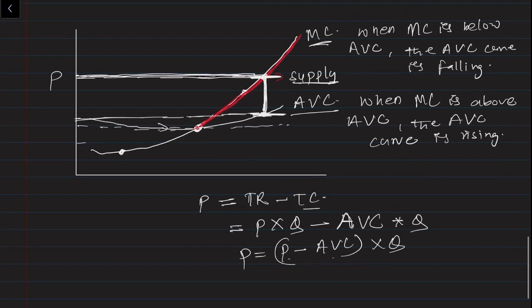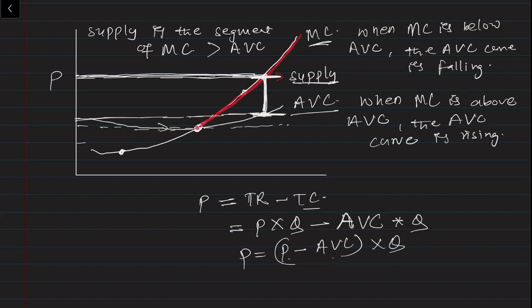And you also understood that the supply curve is the segment. Okay, so let me write here. So the supply curve is the segment of MC that is above AVC. It should be above.